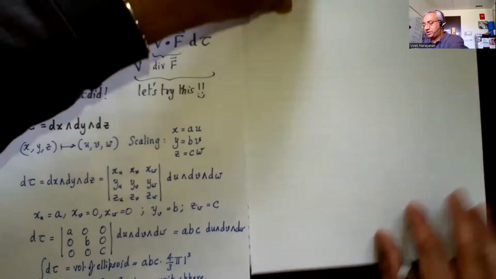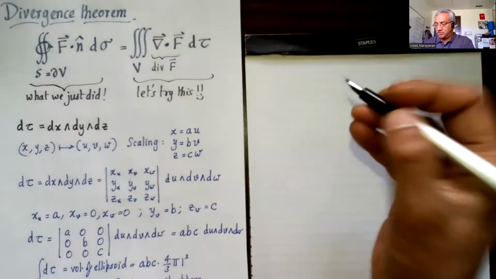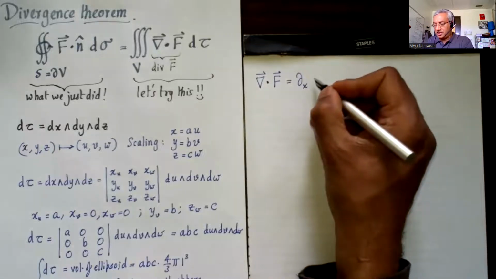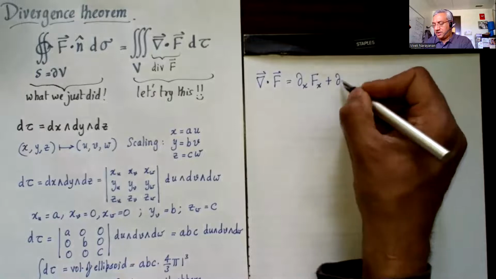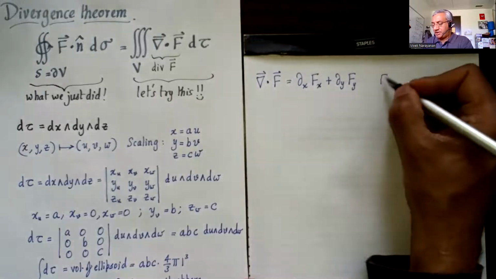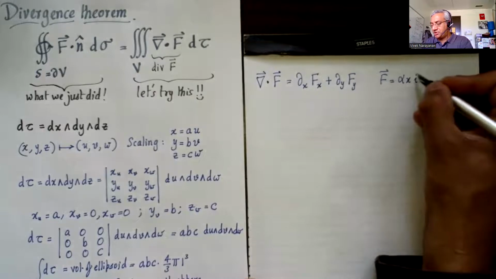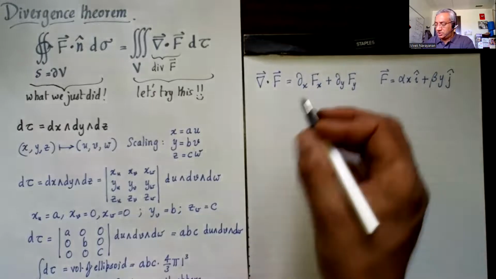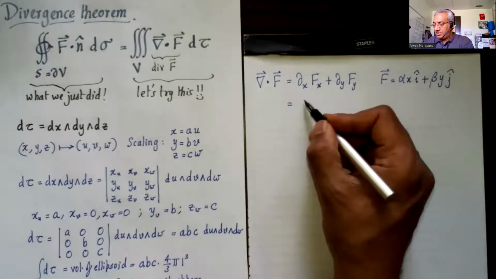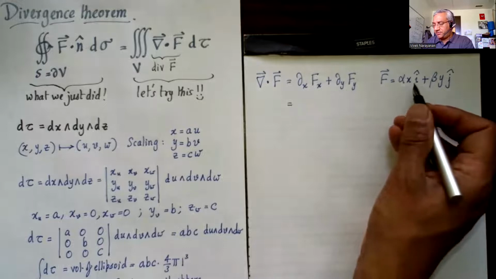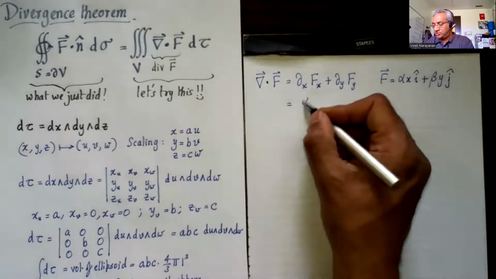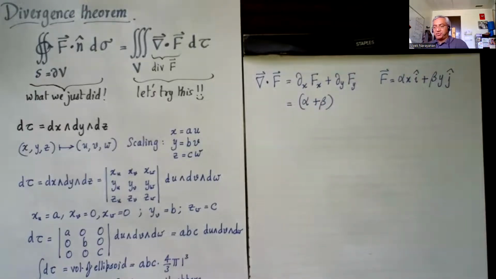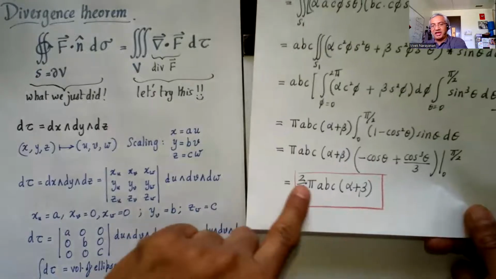Now let's calculate also the divergence, which we need to apply. So what's the divergence of f? That's just going to be del x fx plus del y fy. Remember, our vector field f is alpha x i hat plus beta y j hat. There's no z component, so the divergence has just got 2 terms. And that's just going to be alpha times the derivative of x with respect to x, which is 1. So this is just alpha plus beta. I hope that rings a bell. That's the alpha plus beta we have here. And the 2/3 pi abc is just the volume.